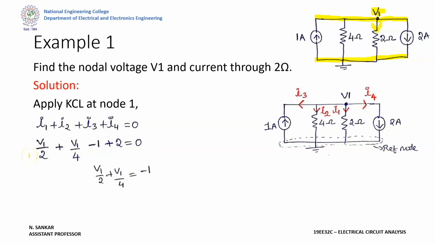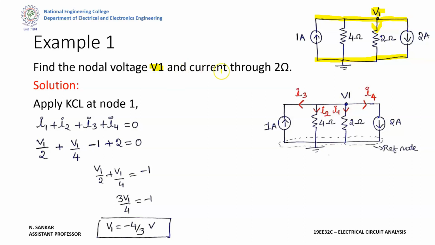So now just multiply by 4. Bring the minus 1 plus 2 here, which will be equal to minus 1. Take the LCM, and you will get 3V1 by 4 is equal to minus 1. So bring the term here, which gives V1 equal to minus 4 by 3 volt. So the nodal voltage is minus 4 by 3. So we have found the nodal voltage V1.